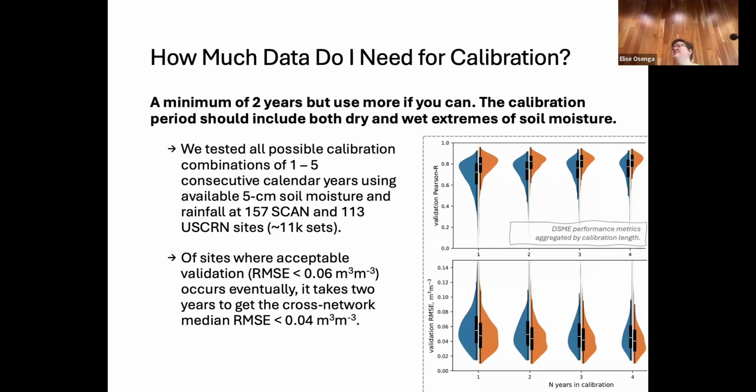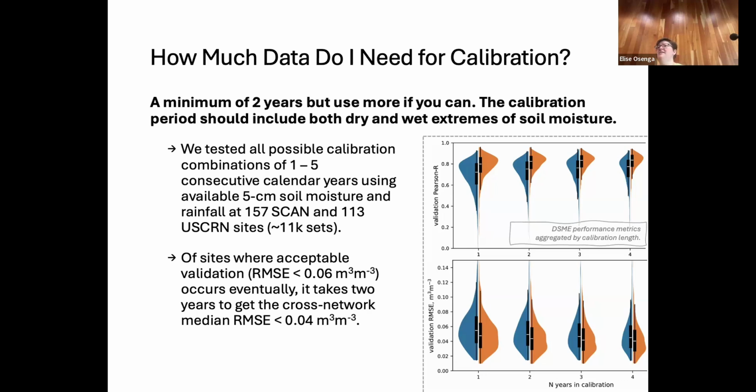So how much data do you need to calibrate this model? You need a minimum of 2 years. The goal is to include both wet and dry extremes. We want to capture the whole range of soil moisture conditions. If you have more than 2 years of data, go ahead and use more of that data in your calibration. We tested all possible combinations of 1 to 5 years, and of the sites where it would eventually achieve an acceptable calibration, it took a minimum of 2 years to reach that across the network.